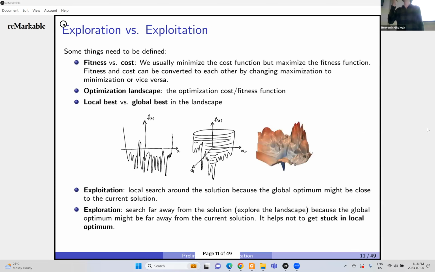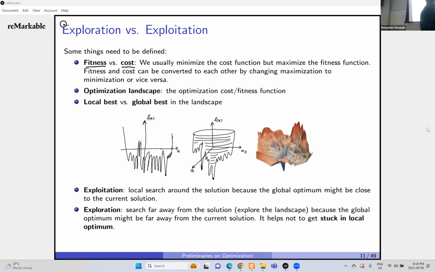Any question? No? Okay. So we have cost and we have fitness. What are these? We usually want to minimize the cost function, right? So when we want to minimize, we usually call it cost function. But when we usually want to maximize something, we usually call it fitness function. So it's the other way around.